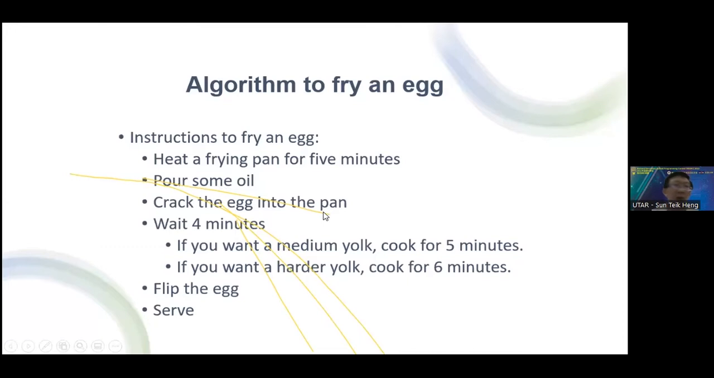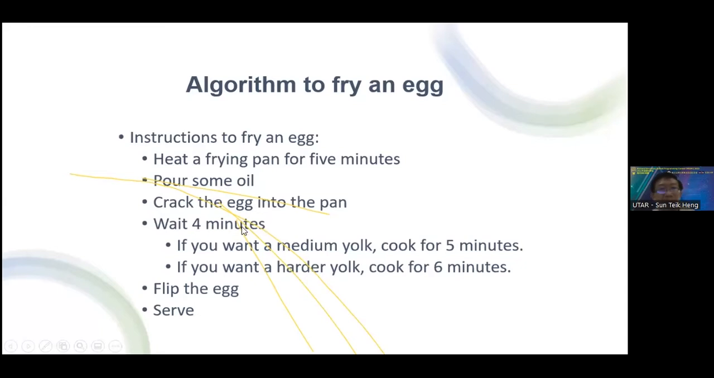So it's not ambiguous at all. Step by step, I just need to follow them, one step after another: the first step, the second step, and the third step. Then the fourth step asks me to wait 4 minutes.